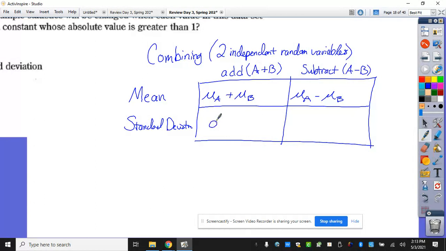I know I'm going to start with standard deviation A, and I'm going to start with standard deviation B. What am I going to do mathematically right here? Square them to get variance. Add them and put in variance, which means at the end I have to take it out of the variance.